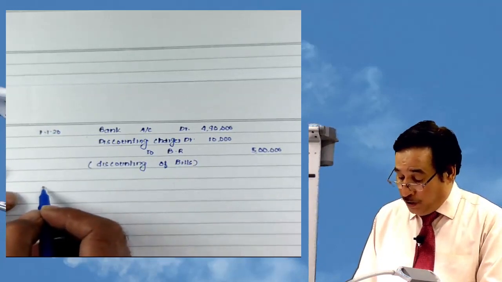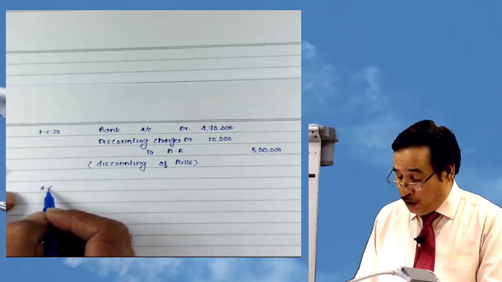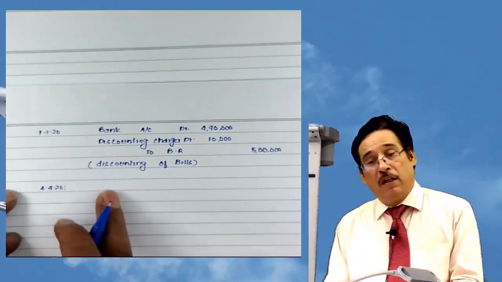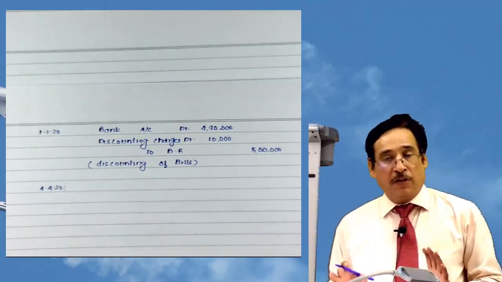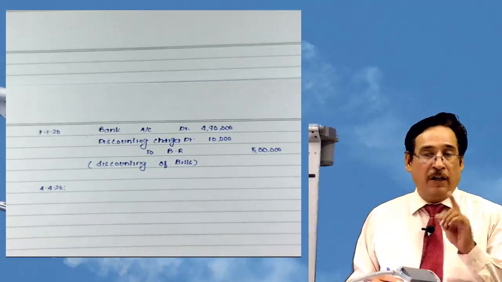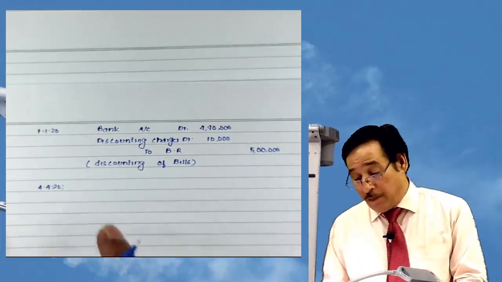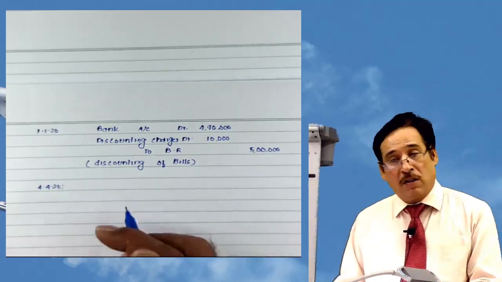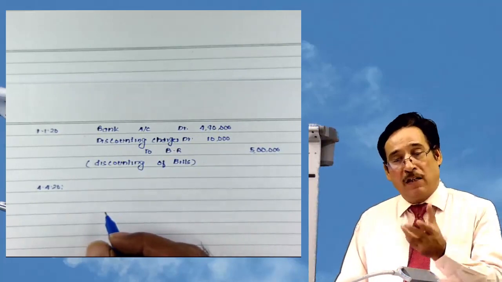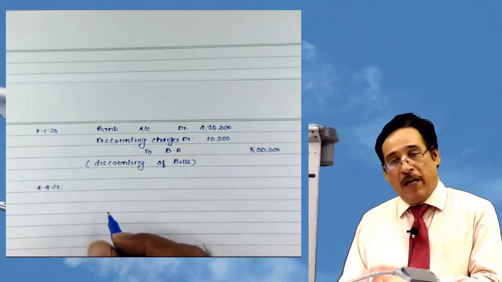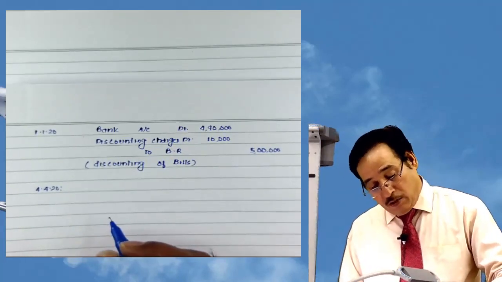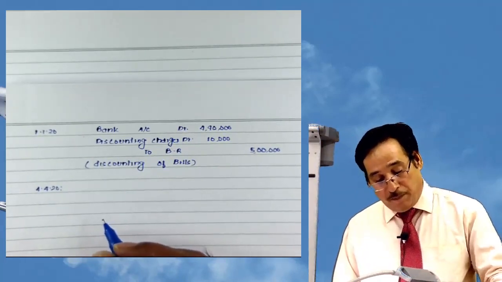Now you will reach the maturity date 4/4/2020. If the bill would have been honored, then you would not have passed any entry, because the amount would have been received by the bank and not by you. But the problem is that the bill is not honored on this date. Because the bill is not honored, the bank is not going to receive any money, and the bank is going to ask you to pay. Is it clear to you?